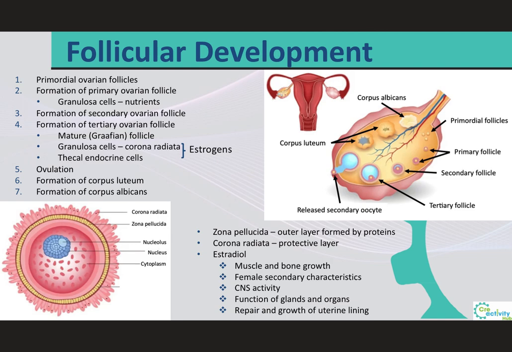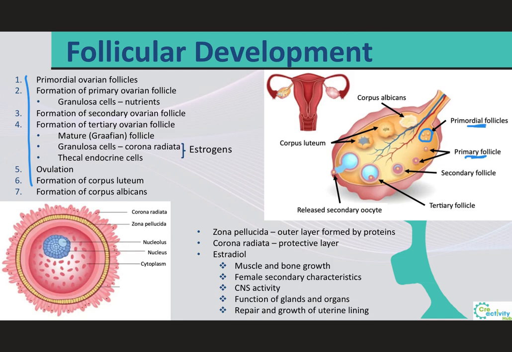Now, let's talk about the oogenesis within the ovarian cycle. So it's going to be divided into 7 different steps. First, we have what we call the primordial ovarian follicles. The primary oocyte and its follicle cells form this structure that's called the primordial ovarian follicle. Now, the ovarian cycle begins as this activated primordial ovarian follicle develops into what we call the primary ovarian follicle.